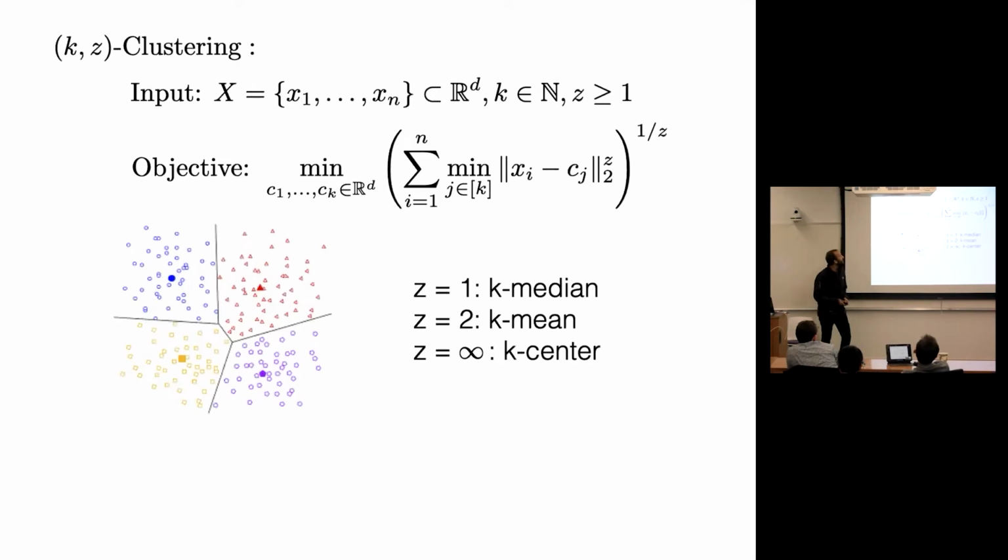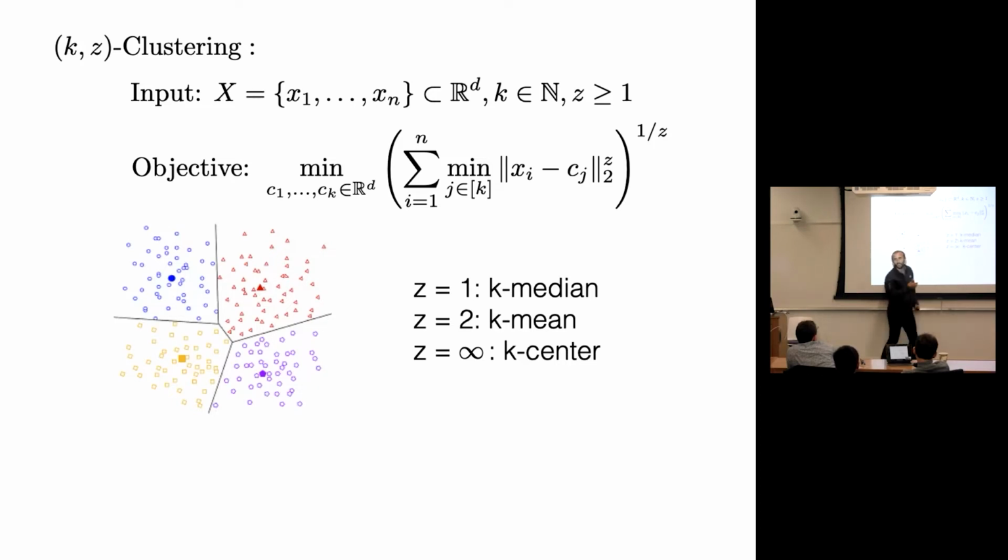Okay, cool. So let me tell you the problems. The first one is the k-z clustering problem, which is a generalization of the k-median problem, or the one median that we saw. So my input is always going to be this data set X, x1 through xn. These are n points. Now I get a parameter k. k is the number of clusters. And z.